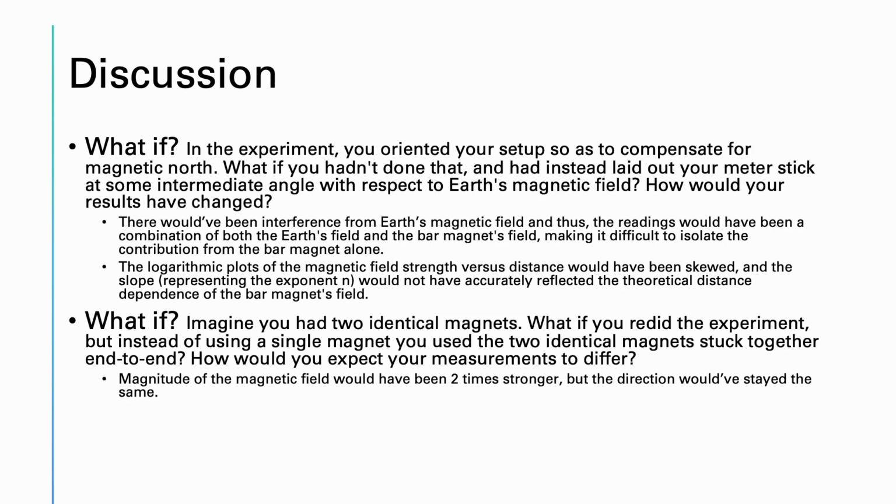If I didn't compensate for the north in the beginning, there would have been an interference with Earth's magnetic field, and thus would have been a combination of both the Earth's field and the bar magnet's field, which would have made it even more difficult to isolate the contribution from the bar magnet alone. Additionally, the values would have been skewed in the direction of the magnetic north, and theoretical and experimental values would have been even more different.